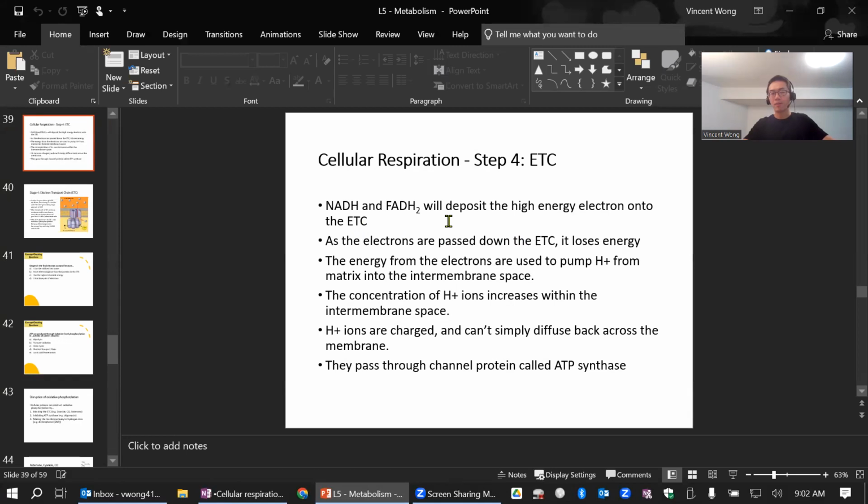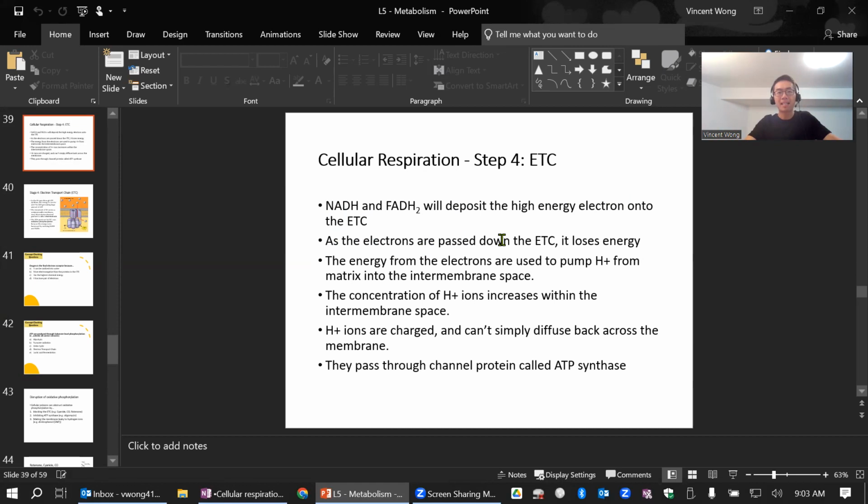This is basically what I've described to you. It's in the PowerPoint. You can read it yourself later, but I'll read it to you once. NADH and FADH2, remember, these were generated from glycolysis, pyruvate oxidation, and Krebs cycle, right? So they took the electron and then they will go to the ETC and deposit the high energy electron onto the ETC, those purple circles, right? Those are membrane proteins in the cristae.